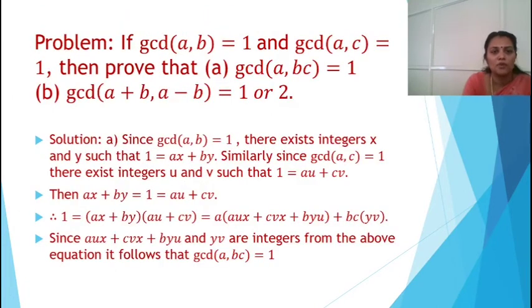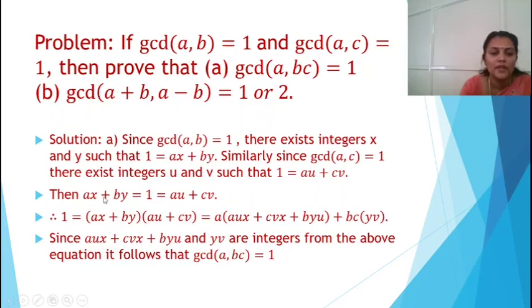Now we have a problem. If GCD of a and b equal to 1 and GCD of a and c equal to 1, prove that GCD of a and bc equal to 1, and second part, GCD of a plus b and a minus b equal to 1 or 2. Given that GCD of a and b equal to 1, there exist integers x and y such that 1 is equal to ax plus by. Also given that GCD of a and c equal to 1, so there exist integers u and v such that 1 is equal to au plus cv.